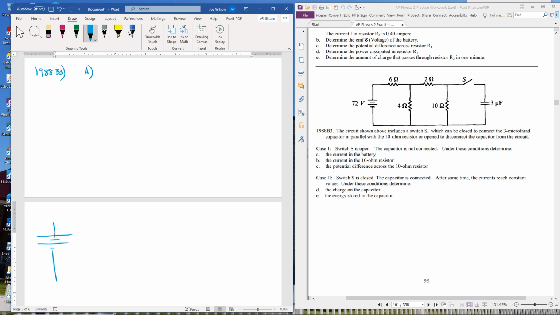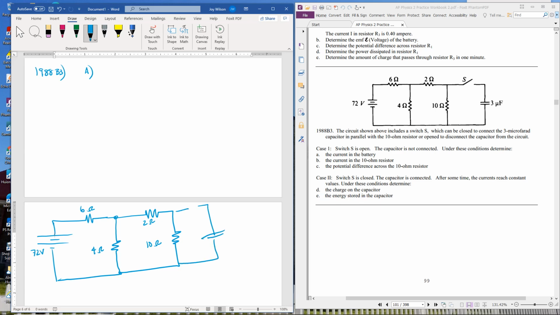So this is a 72 volt battery, 6 ohms, and just bear with me while I redraw this. There's a reason I redraw everything, especially when I'm teaching, because I want to be able to mark all over it, and you can see where my reasoning's coming from. 10 ohms, 2 ohms, switch, capacitor. Yes, I know my circuit's getting a little crookedy. 3 microfarads. Okay, so switch 1 is open.